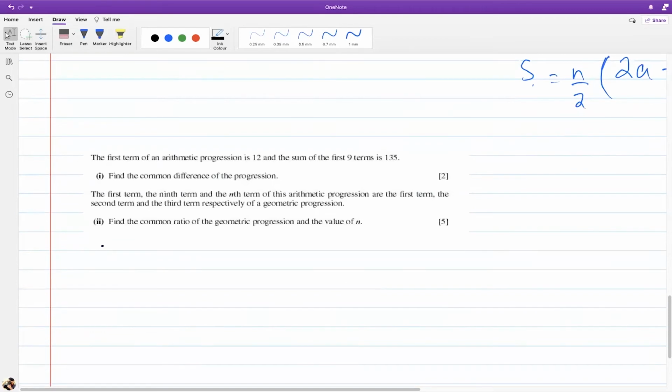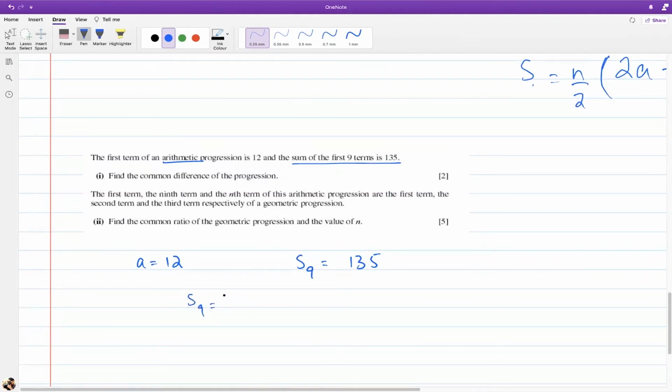Okay, the first term of an arithmetic progression. So it's been told that it's an arithmetic progression, which means there's going to be a difference. The first term is 12, so a is 12. The sum of the first 9 terms is 135. So S9 is 135. Do you understand what S9 means? It means the sum of the first 9 terms.